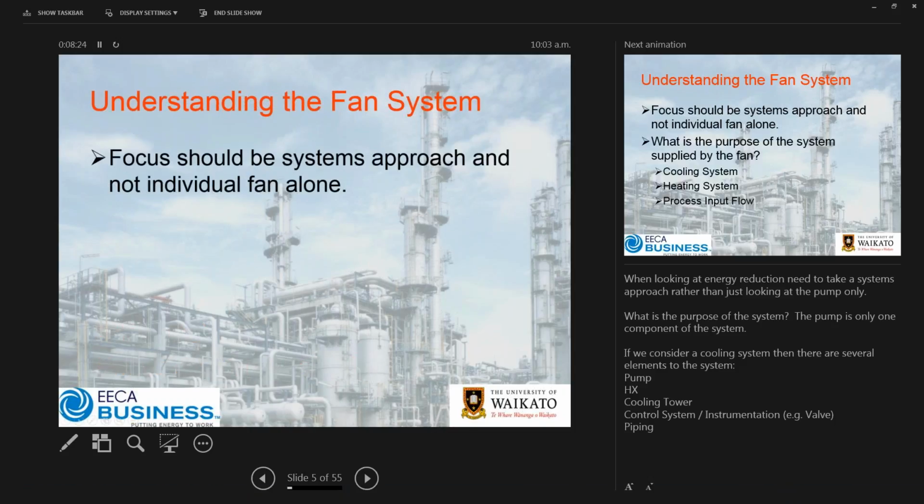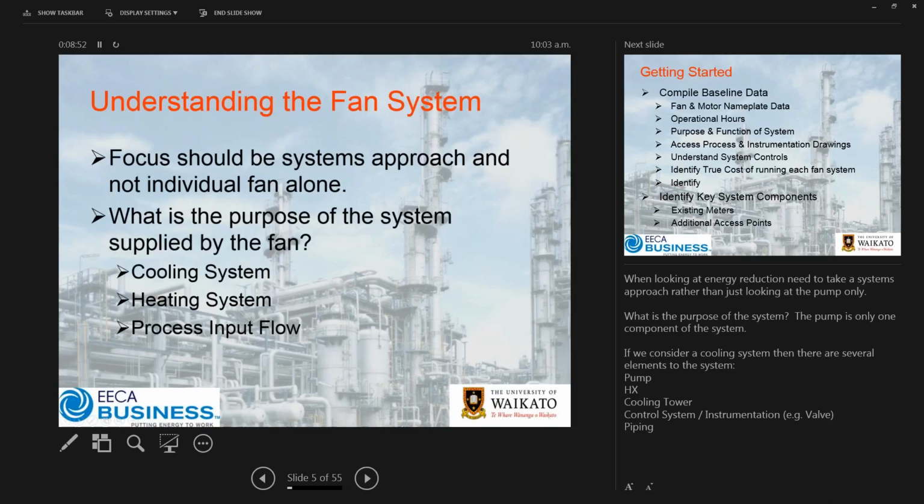The key point to remember as we go through today, and this is a very quick way to get started, is to set the boundary conditions of what we're trying to do. We want to focus on the total system, i.e. use a systems approach and not just the fan itself and its efficiency, because we could have an incredibly efficient fan, but if the system it's driving isn't right, then it almost doesn't matter how efficient the fan is.